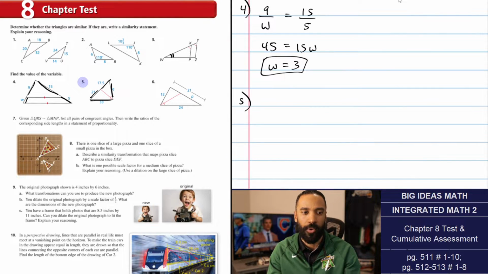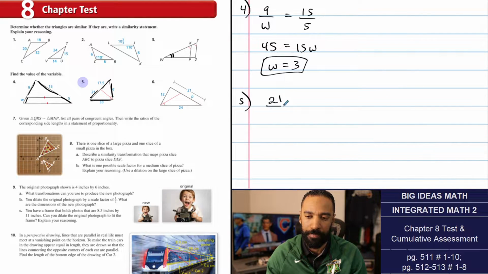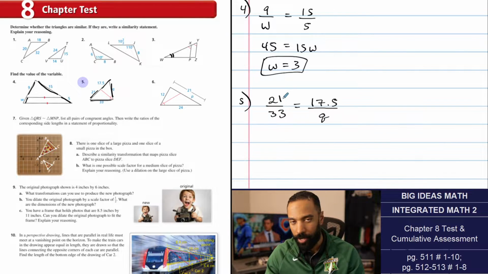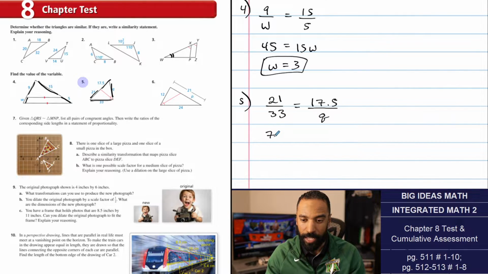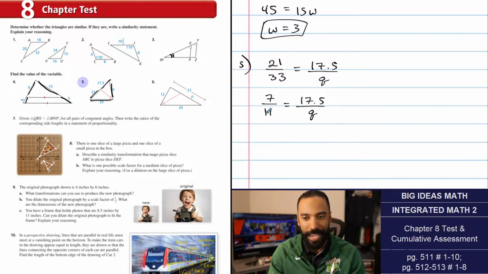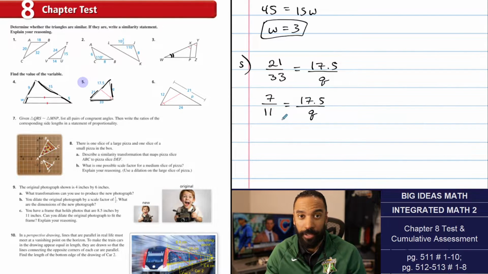It'll work. So I'm going to do 21 over 33. And the only reason I'm doing that is because I can reduce this knowingly, equals 17.5 over Q. 21 and 33 can divide by 3 each. You get 7 over 11. And this equals 17.5 over Q. I still don't know. I multiply 11 by 17 and a half. I don't even know 11 by 17.5. I'll work it out. Give me a second.